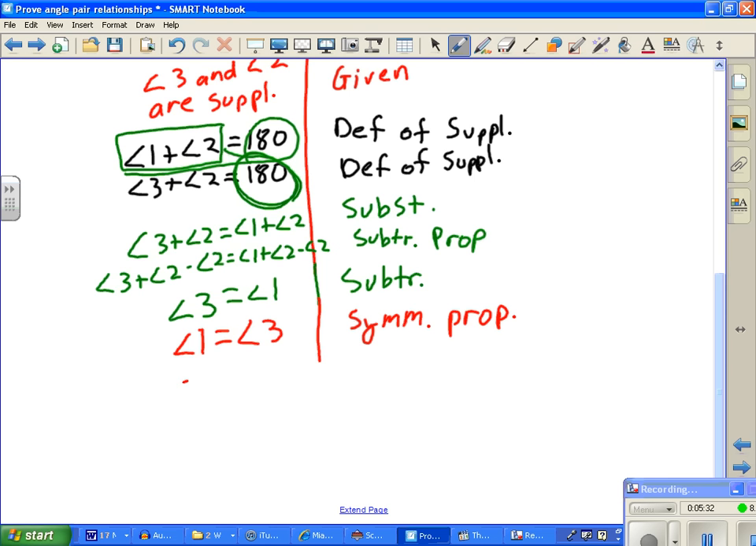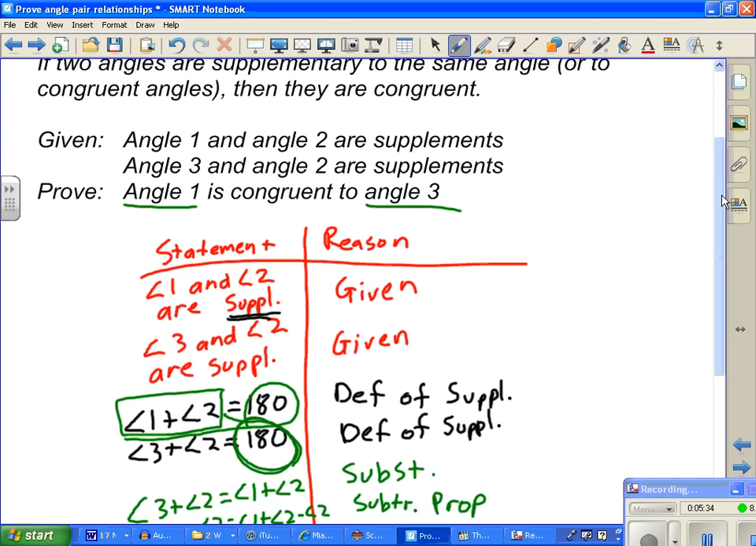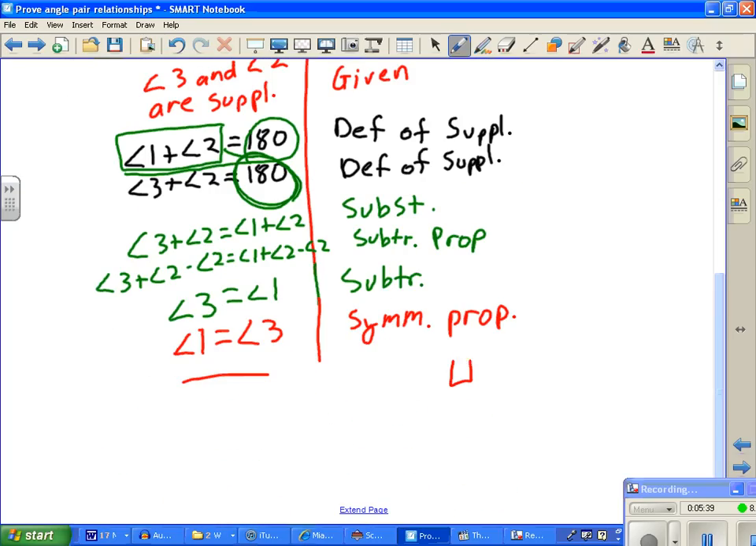Now that I have exactly what the proof statement wants, angle 1 is congruent to angle 3, we're done. We've done it. Okay? Good enough.